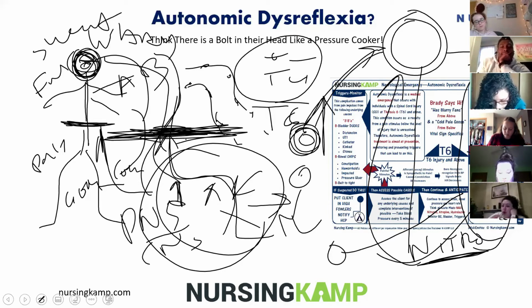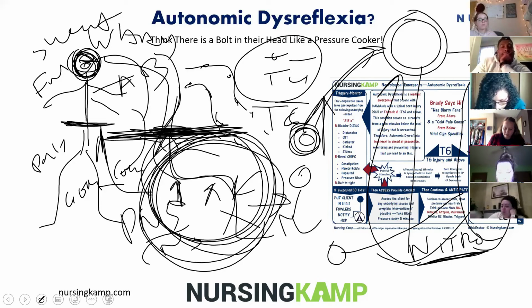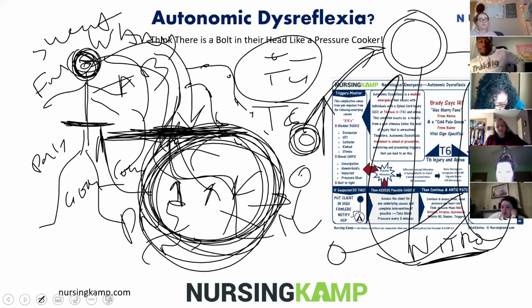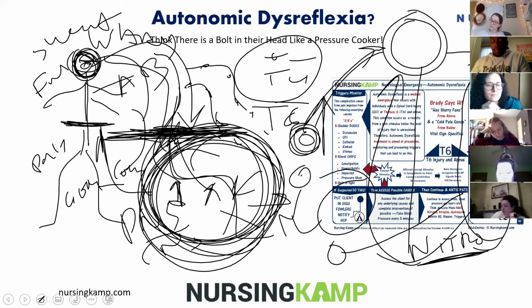It's happening below the injury, but it can't get past here, and the brain can't get the message passed down. So that's why you have this differentiation between the two, and why the patient looks like this above and like this below. All right, emergency. So what do you do? High Fowler's right away.